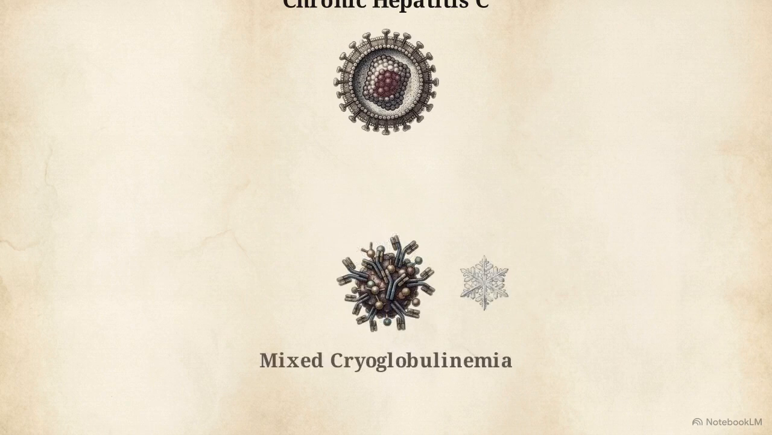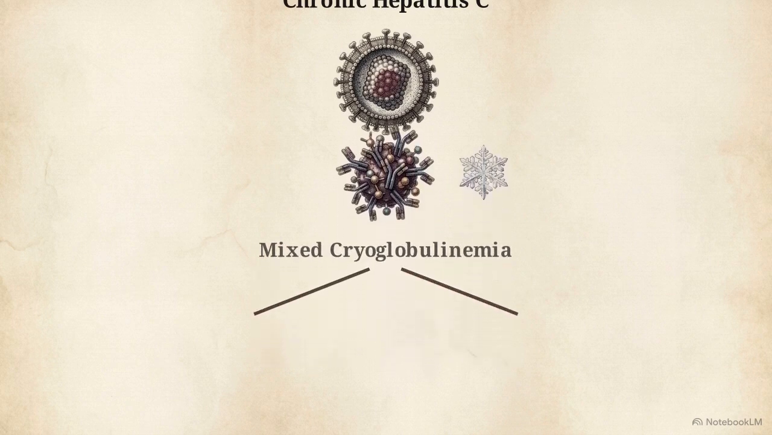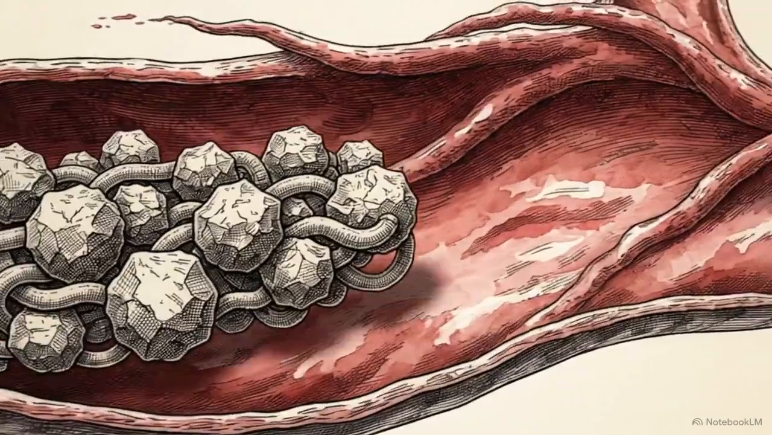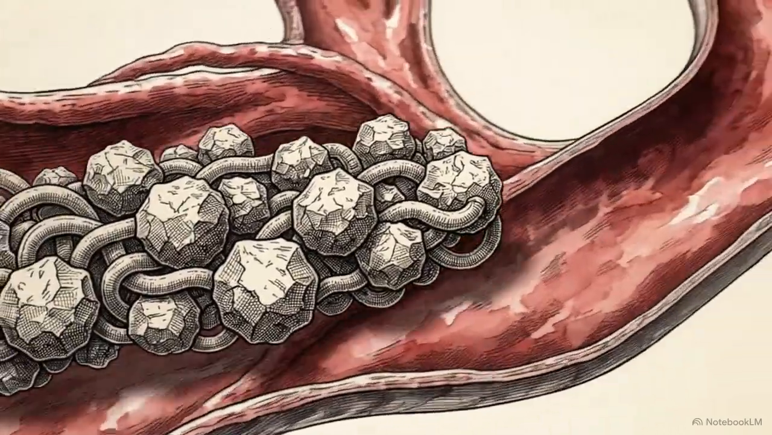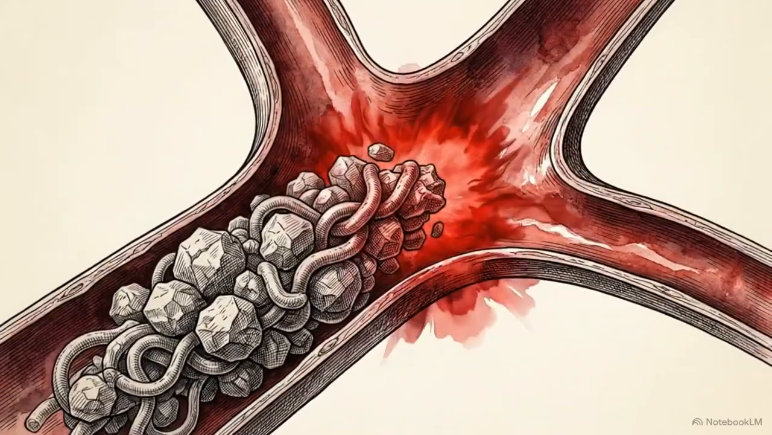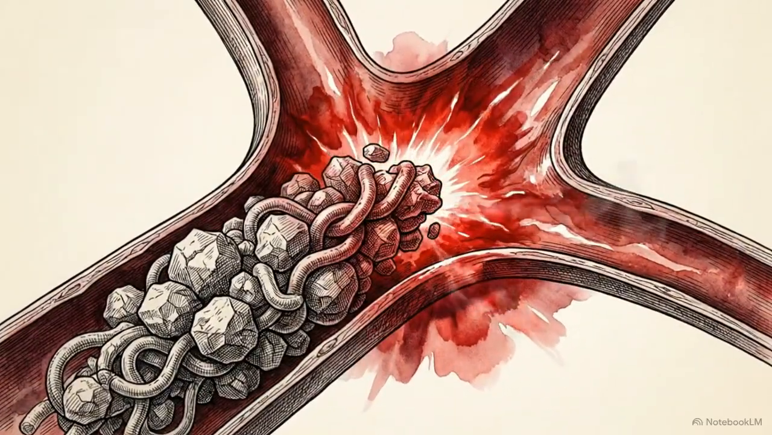cold precipitable complexes. These massive complexes deposit systemically. In the kidneys, they trigger MPGN accompanied by low complement levels. In the dermal vessels, they cause palpable purpura. Chronic viral infections alter immune complex production, creating multi-organ deposition syndromes. This requires you to trace the cascade back to the initial viral origin.